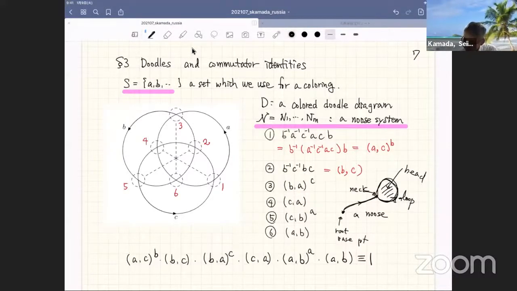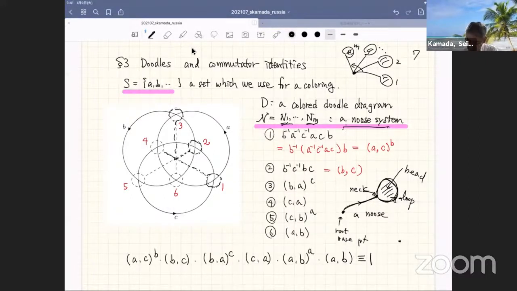So each of N1 to Nm is a noose. When we say noose system, it is nooses N1 to Nm. We share the base point, and they must be ordered in this order, 1, 2, and so on, around the base point. Then we call it a noose system. This is an example. This one is the first noose, this is the second noose, this is the third noose, and this is the fourth noose. There are 6 nooses.